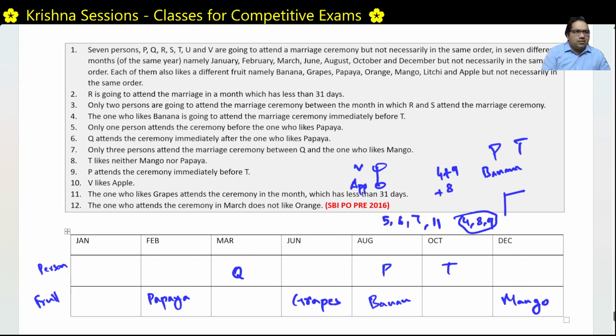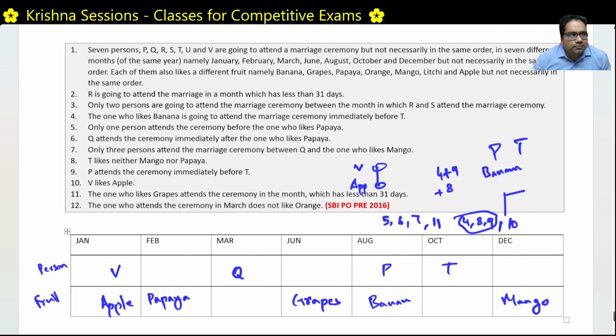So that means this has to be V. This has to be apple. Right. We have used condition number 10. V likes apple. Then R is going to, let's see what we can do.